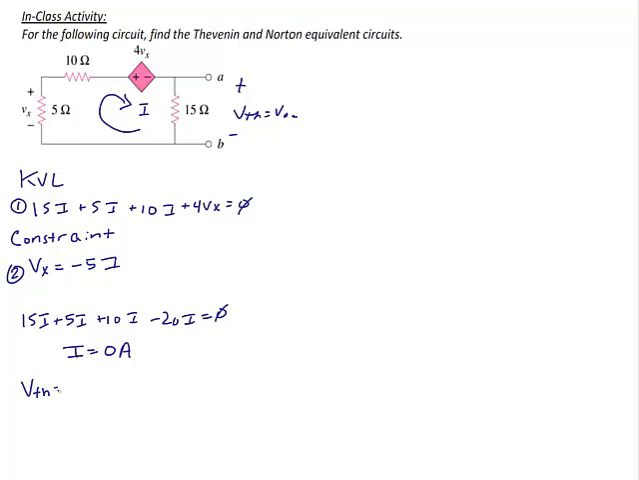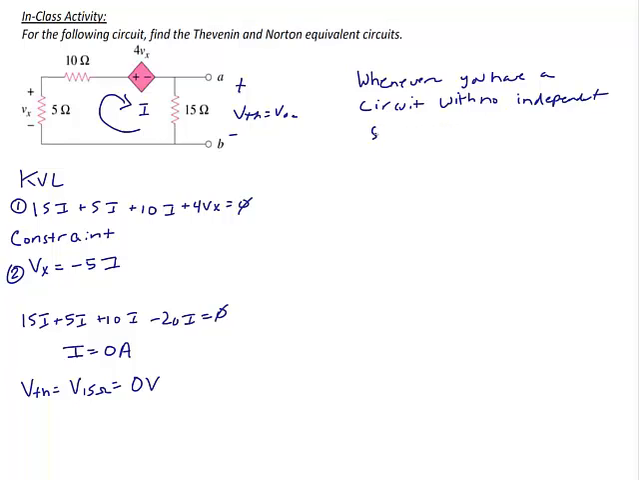Which means that V Thevenin, which is the voltage across the 15 ohm resistor, is equal to 0 volts. Why? This leads to one of our special cases. Whenever you have a circuit with no independent sources, V Thevenin is equal to 0 volts, and I Norton is equal to 0 amps. That is very important. Remember that.